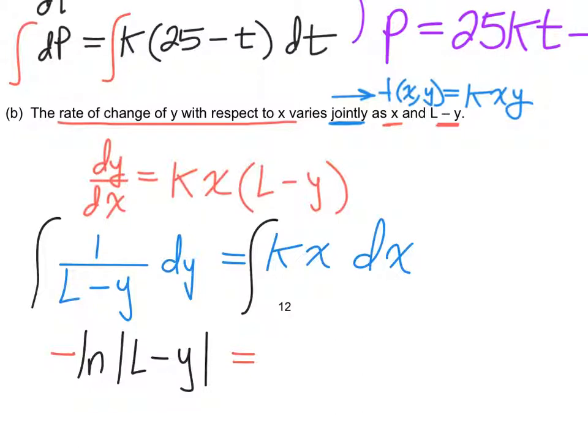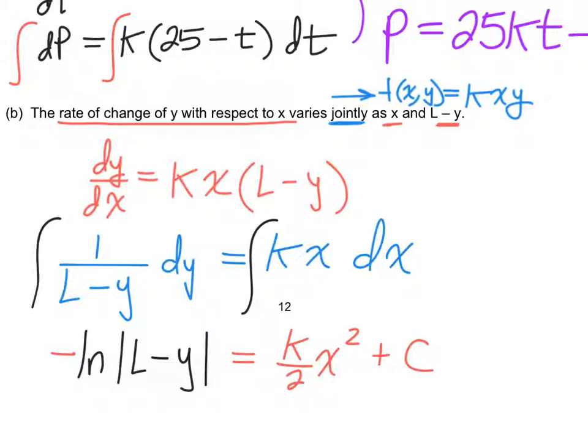Another constant. We'll do the plus c on the right hand side. So k over 2 x squared plus c. Remember, you could add c to both sides, but eventually they're going to get consolidated into a single plus c. So don't even bother doing it on the left hand side, just do it on the right hand side.